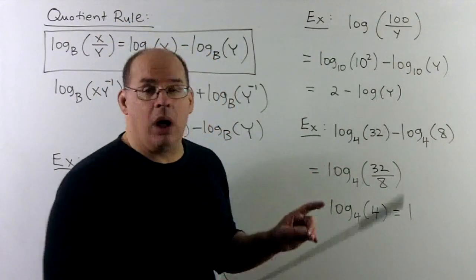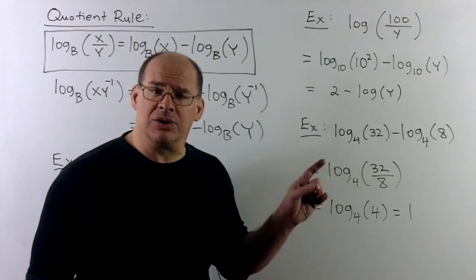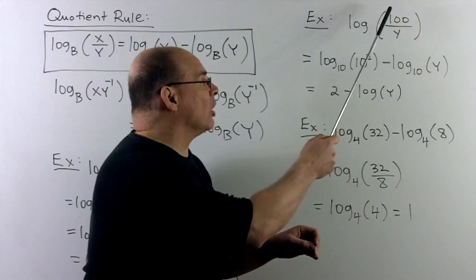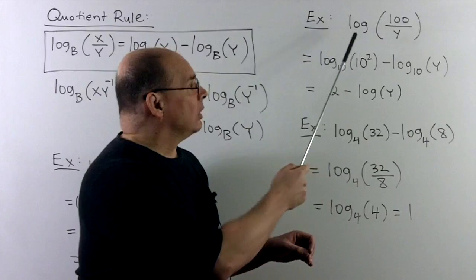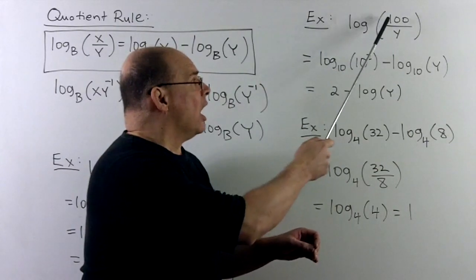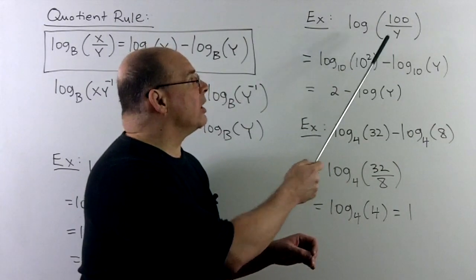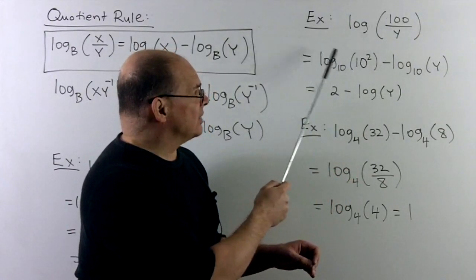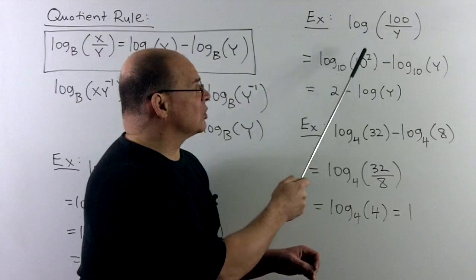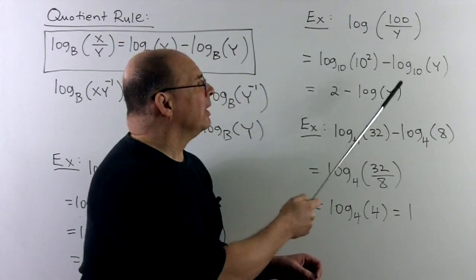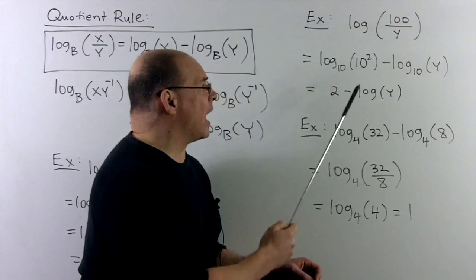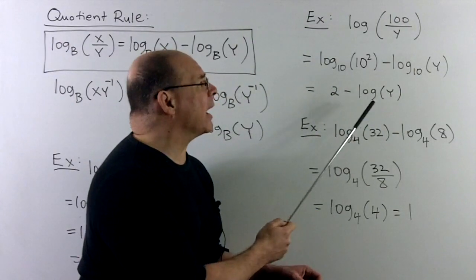I could try one with log. So here it's assumed that we're doing base 10. If I have log of 100 over y, rewrite this with the 10. 100 is 10 squared, and so we're just taking the difference of logs here. Cancellation says log the base 10 of 10 squared, we get a 2. And then minus log 10 of y, I can just rewrite that as log y. So 2 minus log y.